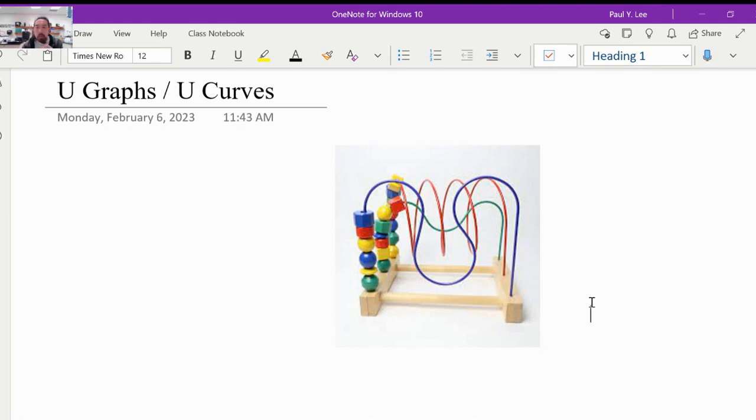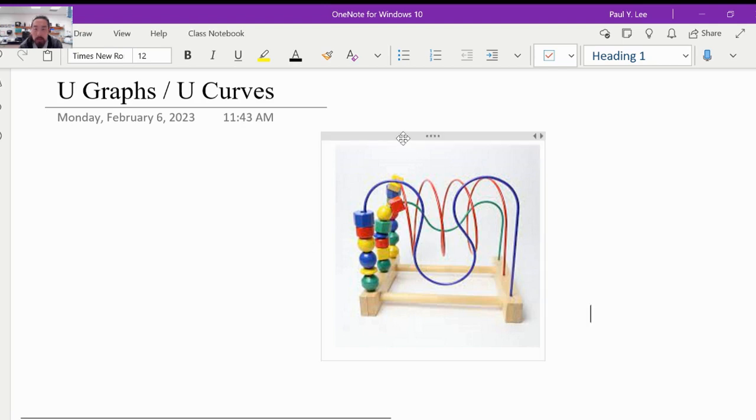In this video, we're going to go over potential graphs, or potential energy curves. All right, let's begin. On the screen, you should see an image of a bead maze. Now this is usually a toy for babies, but I'm going to be referencing back to this toy because it does a very good job of showing you what these potential graphs and potential curves represent. If you hear me reference the bead maze, that's what it looks like.